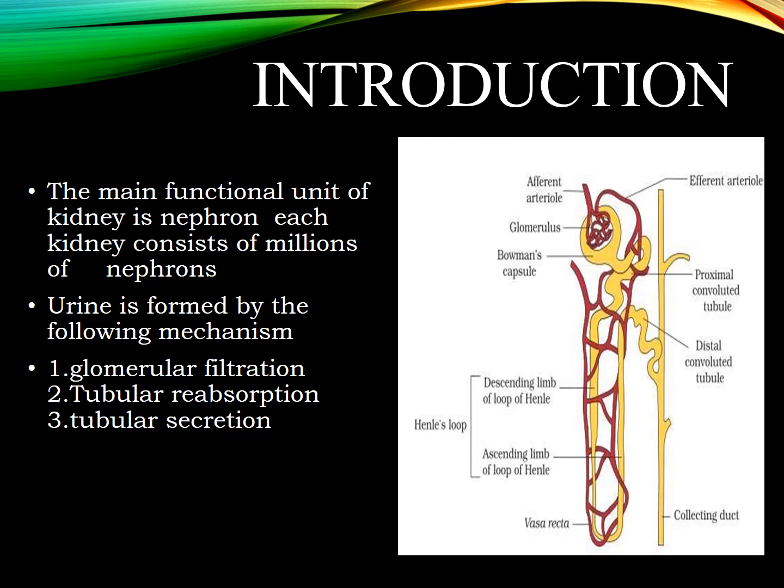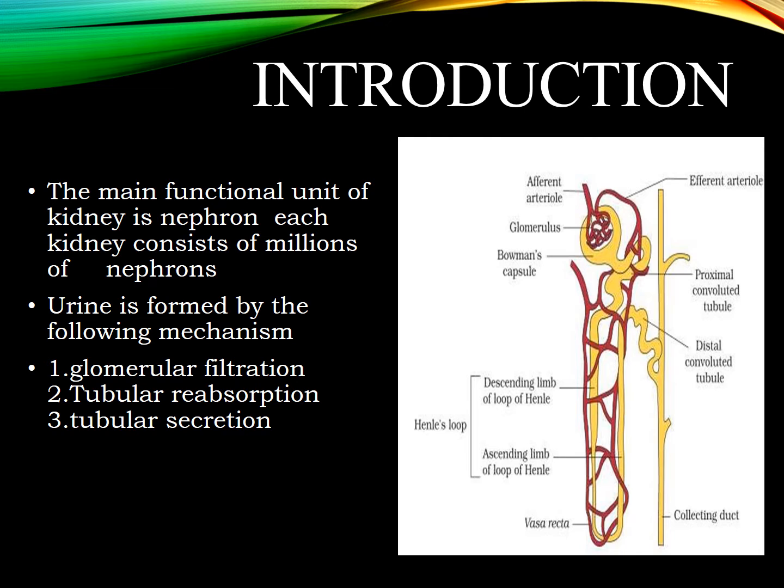We all know that we have a pair of kidneys and the main functional unit of the kidney is the nephron, and each kidney consists of millions of nephrons. The main function of the nephron is urine formation, and urine formation has mainly three mechanisms: glomerular filtration, tubular reabsorption and tubular secretion.